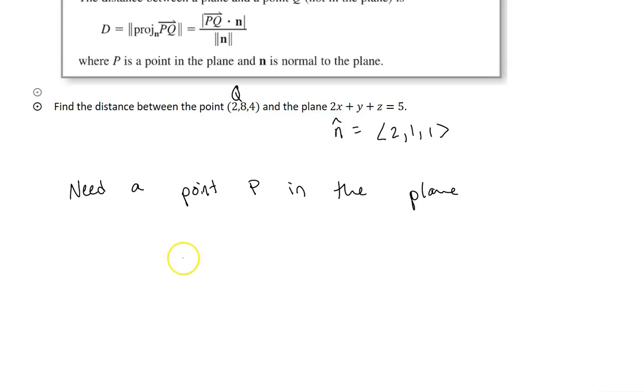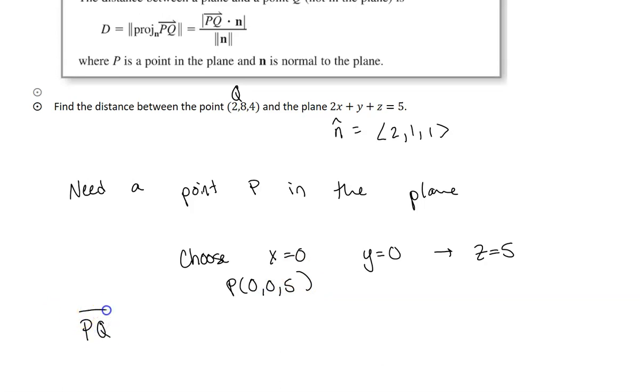So I'm going to choose x equals 0 and y equals 0. And if I plug those in, that gives me z equals 5. So I found the z-intercept and I get P equals 0, 0, 5. Now the reason I need that P is because for this formula to work, I need PQ. So PQ will be 0 minus 2.